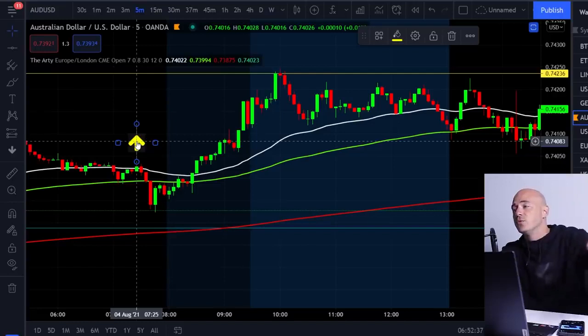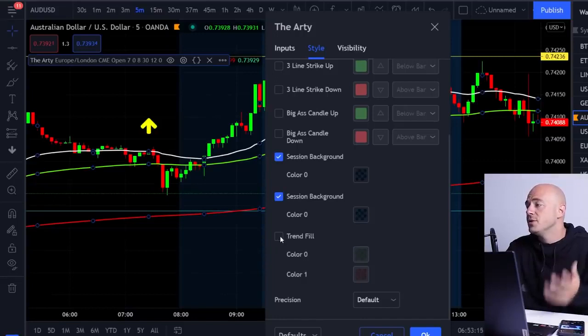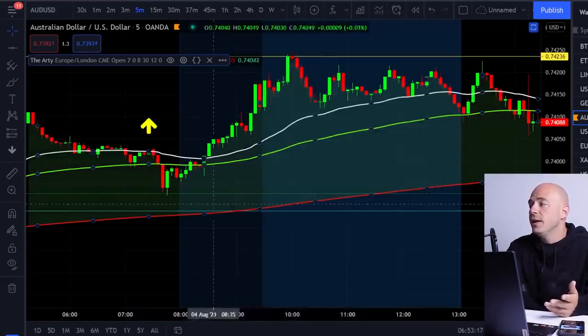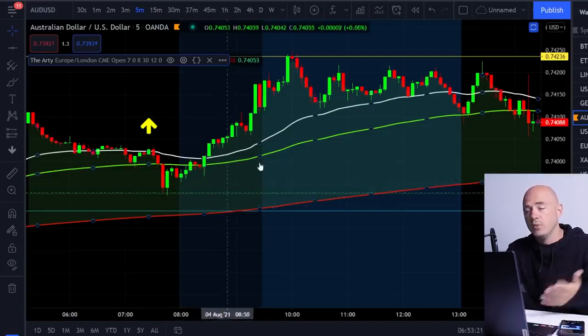So this is your first rule for the entry. You must be trading with the trend. Now let's get into the confluences or rules that must be met in order for you to enter your trade. To clearly see the trend, there's a trend fill option on here, and it shows you that it's green. So you clearly see we are in an uptrend. We have a green cloud.